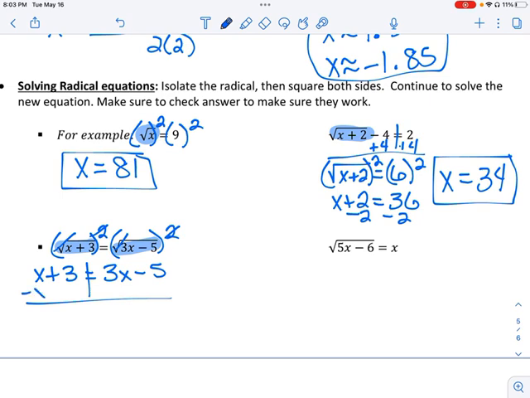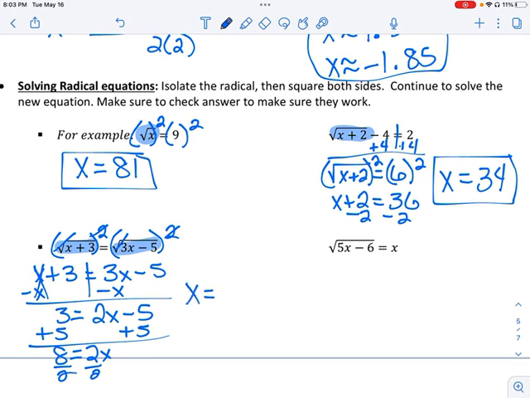Now at this point, I'm going to minus x from both sides. That would get me 3 is equal to 2x minus 5. I'm going to add my 5 to both sides. That gets me 8 equals 2x. Divide that by my 2, and I get x equals 4.